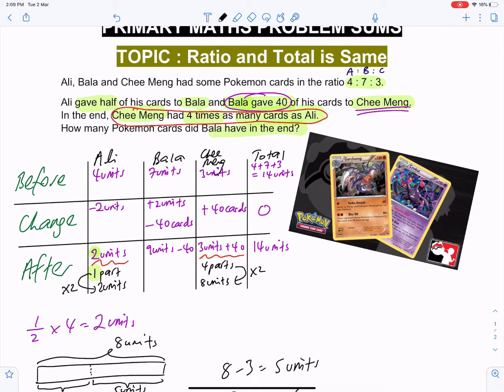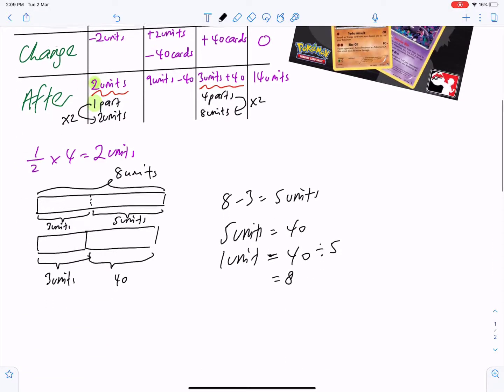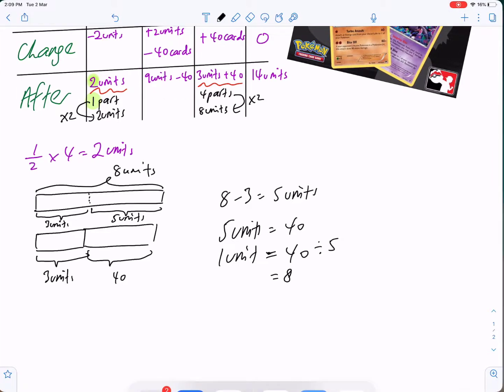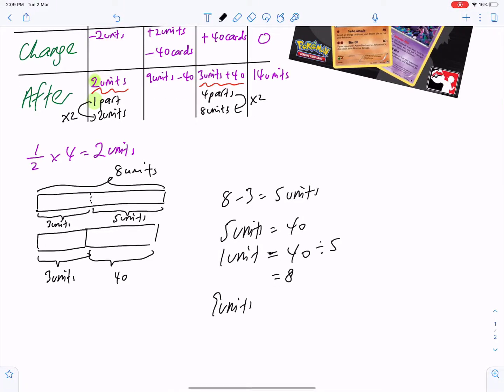The question is, how many Pokemon cards did Bala have in the end? Bala has 9 units, take away 40. So we find 9 units and later we take away 40 from it. 9 times 8 is 72. 72 take away 40. Final answer is 32.